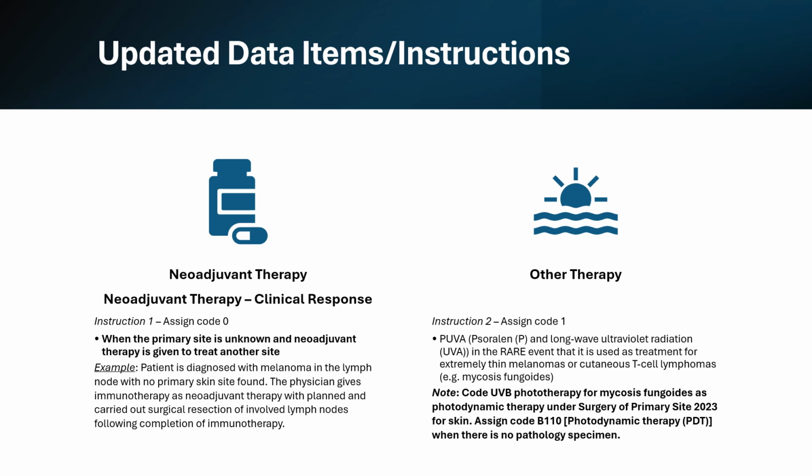For other therapy, this data item, for instruction 2 when assigning code 1, and this is in regards to PUVA and UVA treatment for melanoma and cutaneous T-cell lymphoma, a note was added. This note states to code UVB phototherapy for mycosis fungoides as photodynamic therapy under surgery of primary site 2023 for skin. Assign code B110 when there is no pathology specimen.